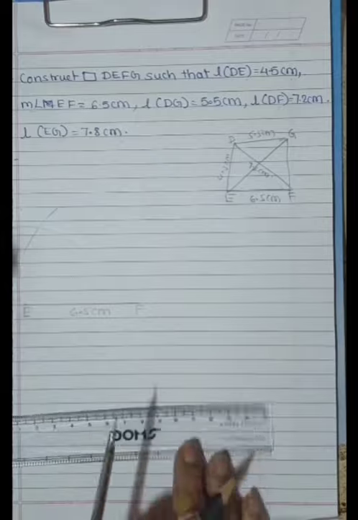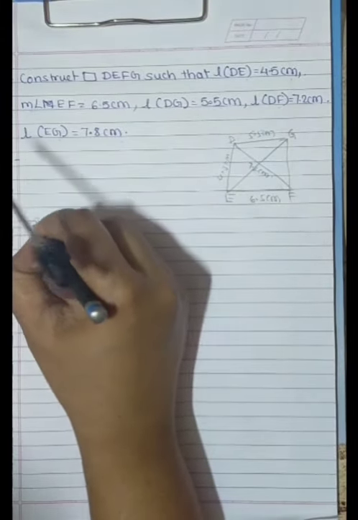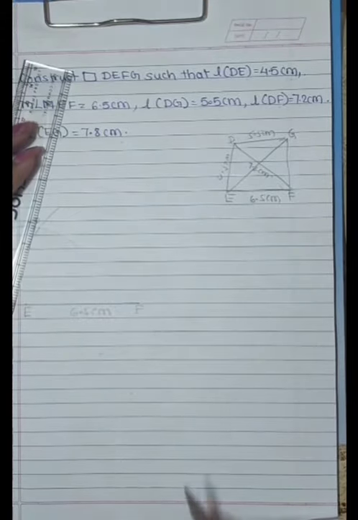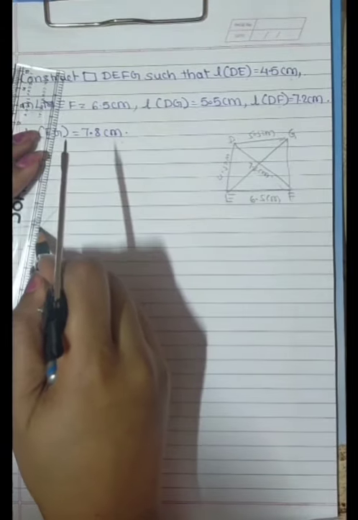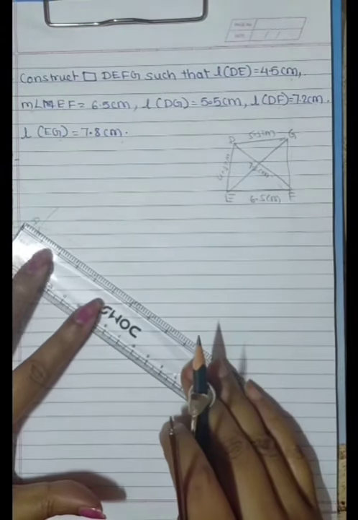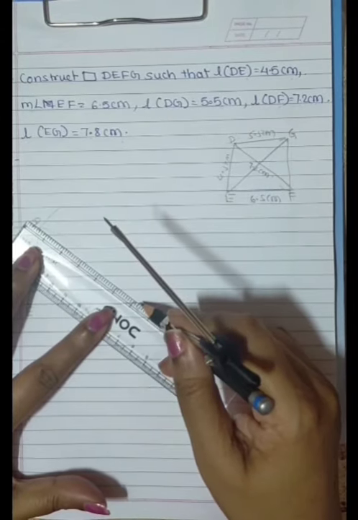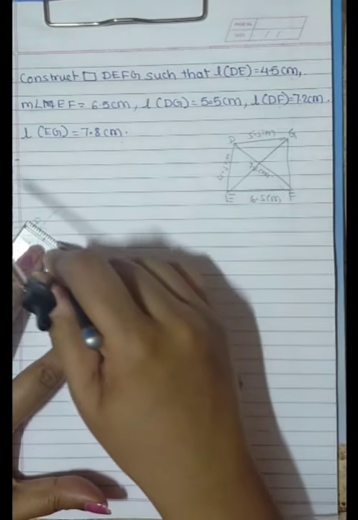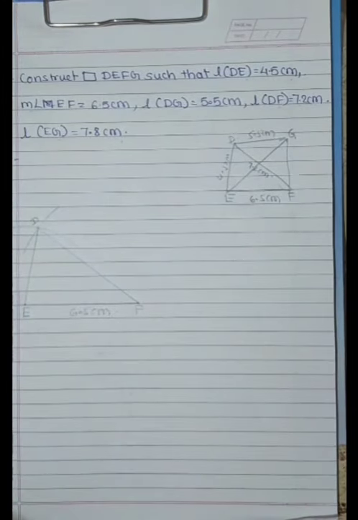Now we'll join. This point is our D. Now we are going to join E, D. Okay. And here D, F. I hope you are understanding. Okay, now next what is given?